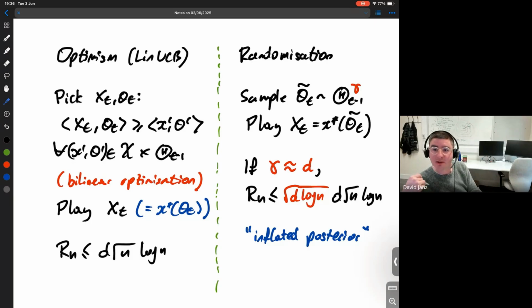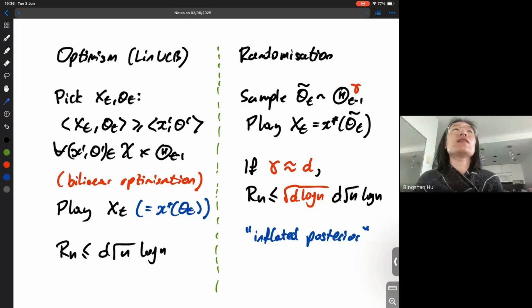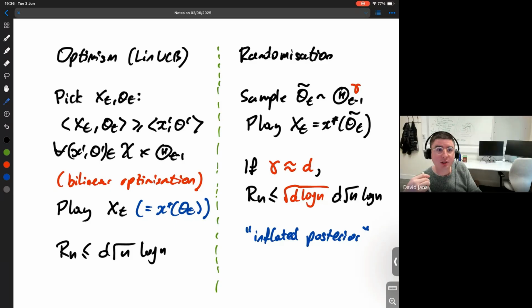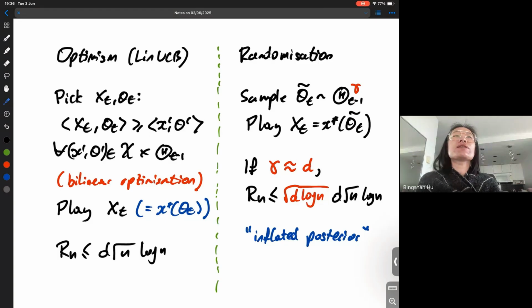Bing-Shun? Yeah, I have a question here for the left-hand side, the UCB part. It is LinUCB, right? Not the SupLinUCB in that paper. Yeah, just LinUCB. Okay, thank you.